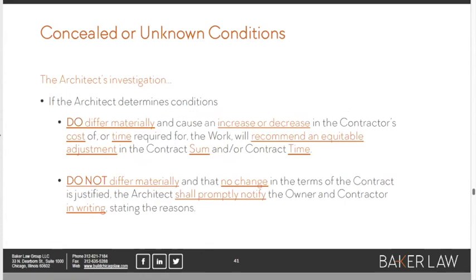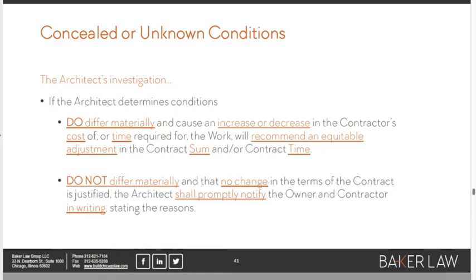Because if the architect's investigation, and again, this slide right here is summarizing general conditions provisions that I've cited in the last slide, if the architect's investigation determines that the conditions do differ materially from what is indicated in the contract documents or what the contractor should reasonably expect, and it's going to increase or decrease how much time it's going to take the contractor to do the work or how much money it's going to cost the contractor to execute the work, then the architect is supposed to recommend to the owner and the contractor, this seems like a reasonable amount of additional time, and this seems like a reasonable additional amount of money, right?